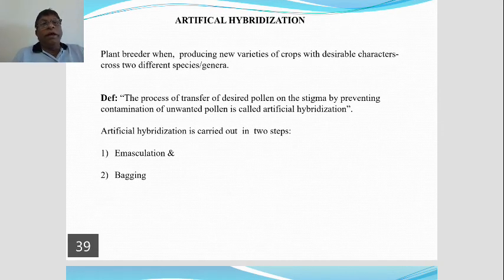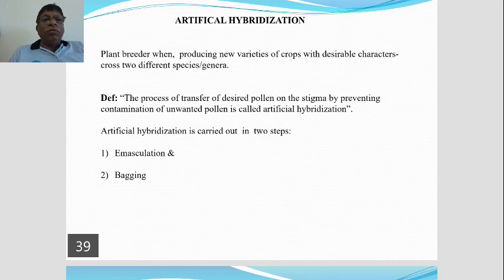Artificial hybridization. When we studied pollination, we studied cross pollination. Cross pollination is a natural type of hybridization that we have mentioned earlier. So today's topic is artificial hybridization. It means man-made hybridization.